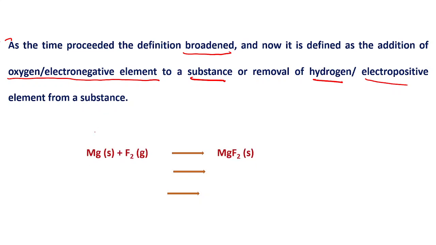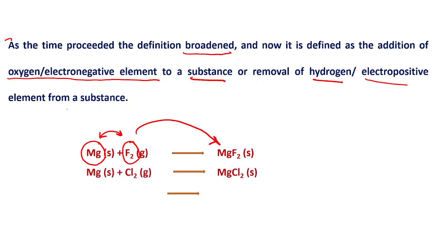In this case, you see what has happened here: magnesium is reacting with F2, and these two combine together and form MgF2 in the very first reaction. In the second reaction, similarly, Mg is combining with Cl2 and they form MgCl2, magnesium chloride. In the third reaction, magnesium is combining with sulfur and forming magnesium sulfide.